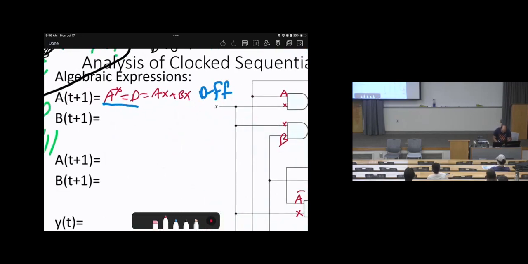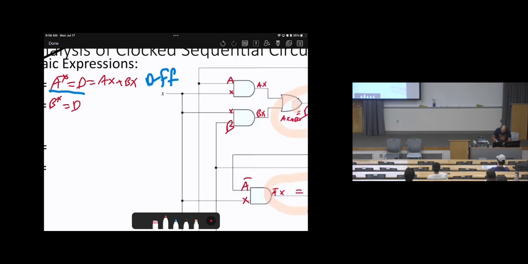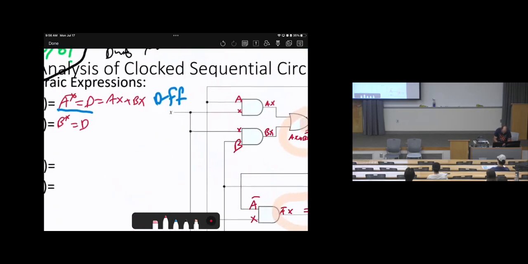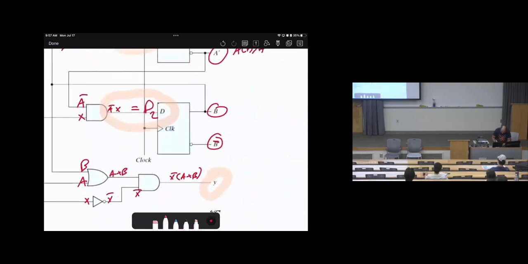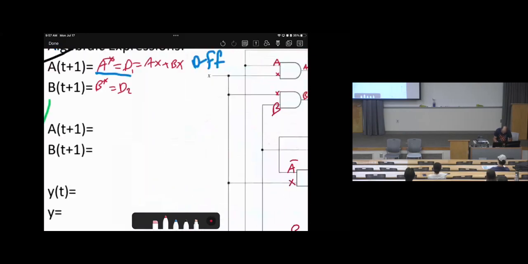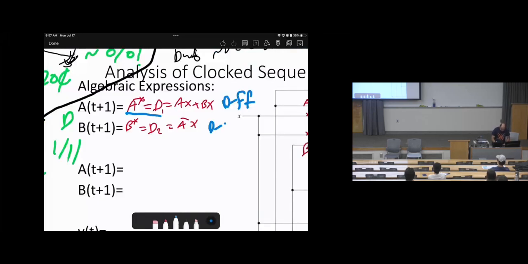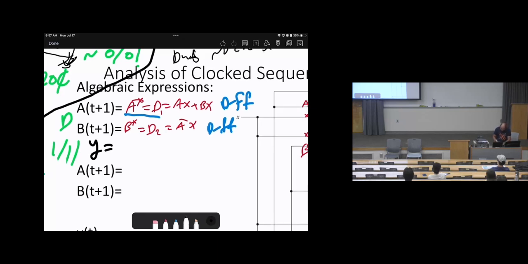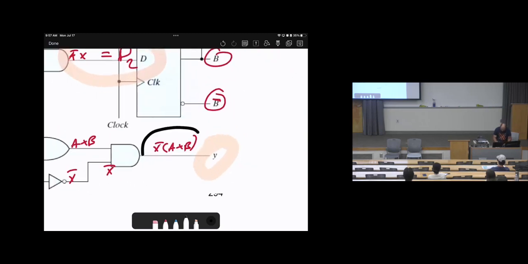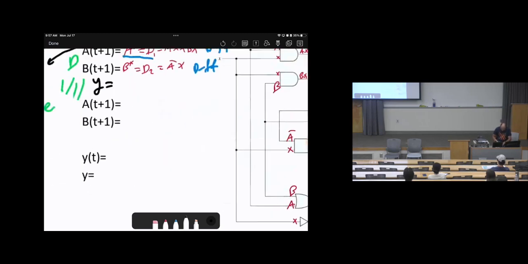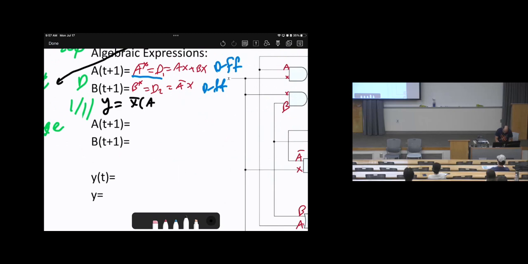Then let's talk about B. B, or in other words, sometimes we call it B star, equals D because it's a D flip-flop. And look at D2. Here was D1, this one D2. D2 equals A bar X. So we can write A bar X. Again, this is a D flip-flop. Then the last one, which is Y, equals what? Look at here, what we talked about for Y. X bar (A plus B). X bar (A plus B). Okay? Does this make sense?